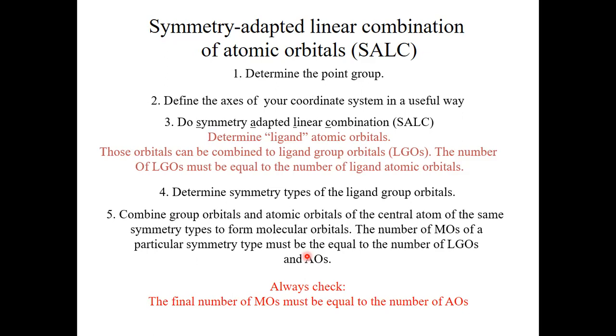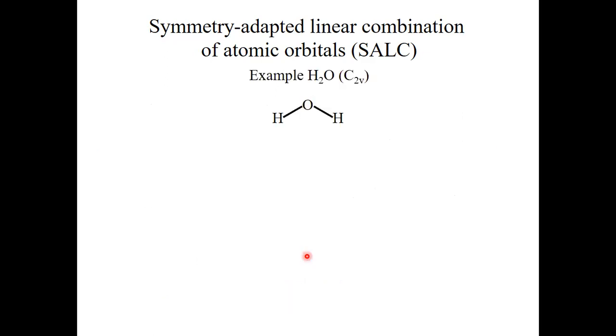Now let us apply these rules to an example, and we can just stick with our water molecule. First we need to determine the point group, and we know that the water molecule belongs to the point group C2v. Next we determine the coordinate system, and we can just use the coordinate system that we used before. The x-axis can point to the right, and the z-axis can point to the top. That makes the xz plane the plane of the molecule, and the y-axis stands perpendicular to the xz plane.